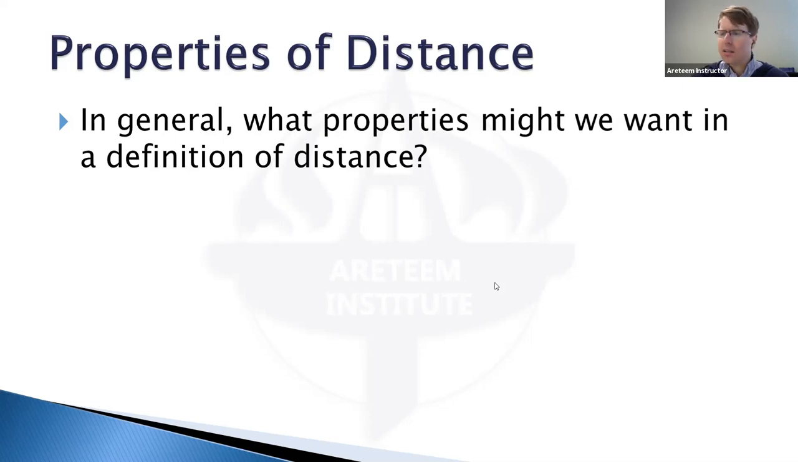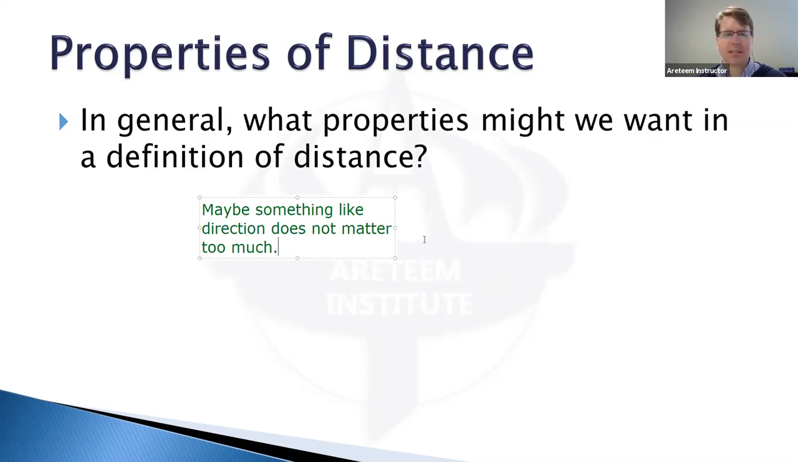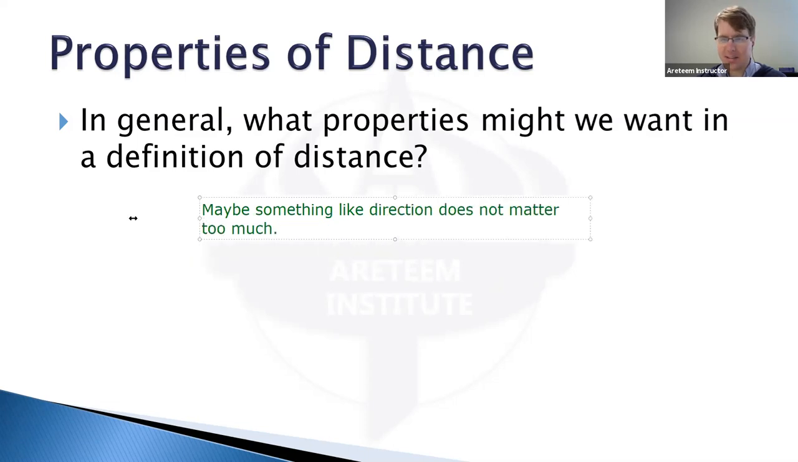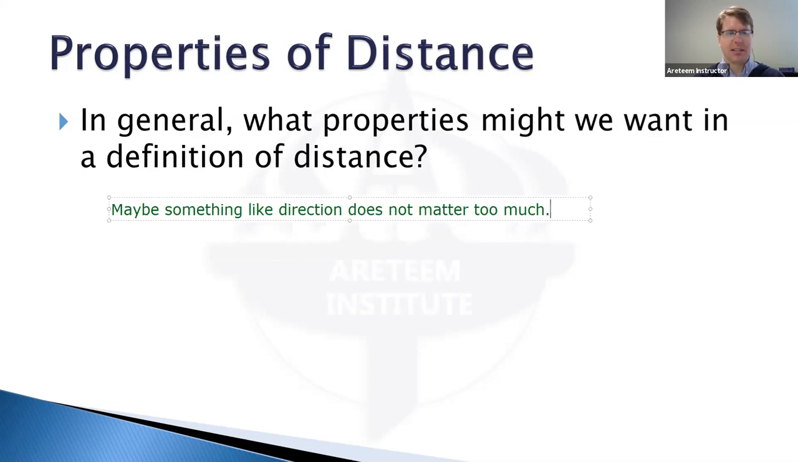Okay, so yeah, direction and magnitude. Actually, do we often care about direction if we're talking about distance? Maybe not as much. So maybe direction does not matter too much. We have a scalar quantity, a number. Distance is some kind of number. Do we have any restrictions on the number usually if we're talking about distance?